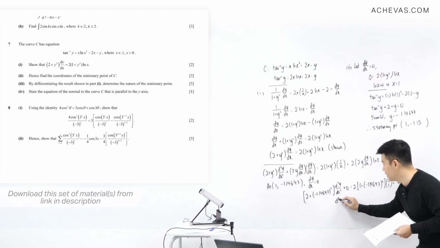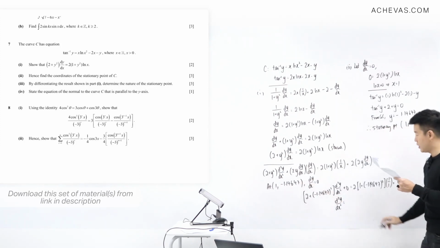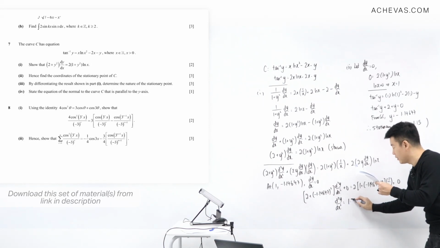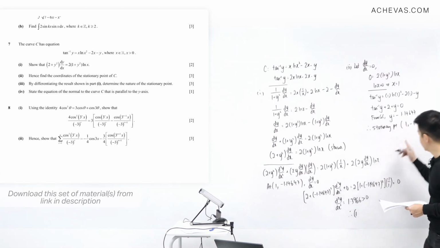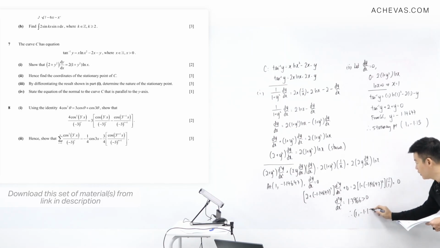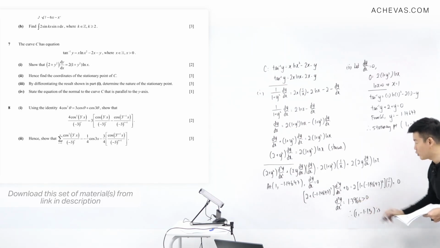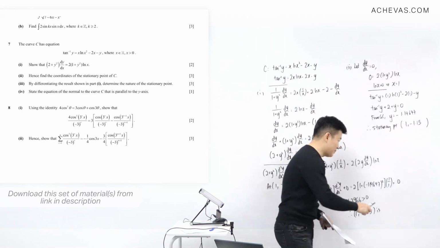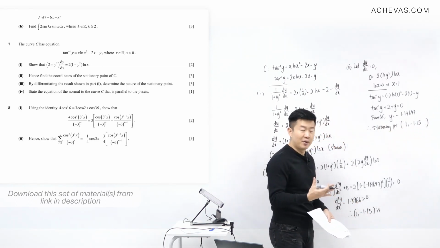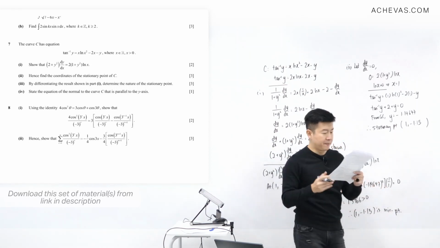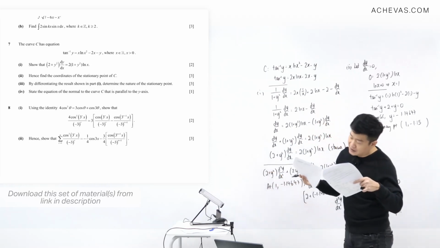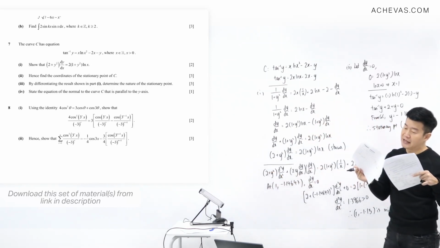So this will help me to find d square y dx square. At this particular point, d square y dx square is going to be equal to 1.3966, and this is bigger than 0. Therefore, the point 1 and negative 1.15 is where d square y dx square is bigger than 0. This implies that this is a minimum point, right? This is a minimum point.